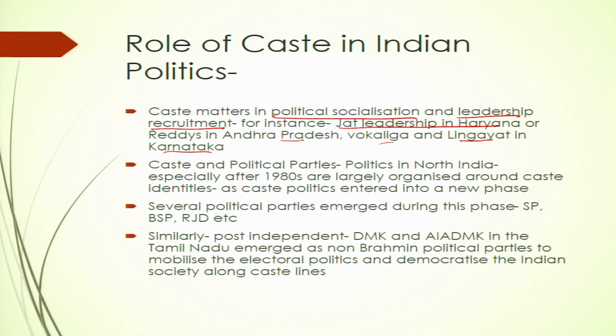In addition, caste and political parties in India, in the context of North India after the 1980s, are largely organized around caste identities, as caste politics entered a new phase. In the first one and a half decades after independence, when Congress dominance lasted till 1965, it was only the combination of Brahmins, Muslims and Dalits who formed the major vote bank of the Congress Party.